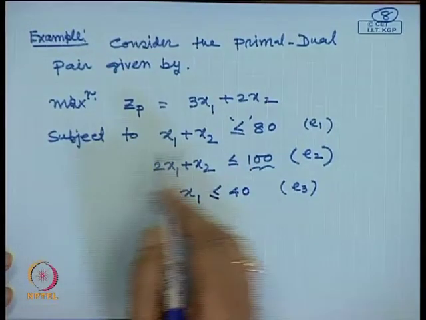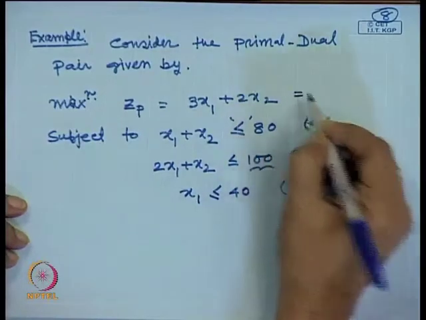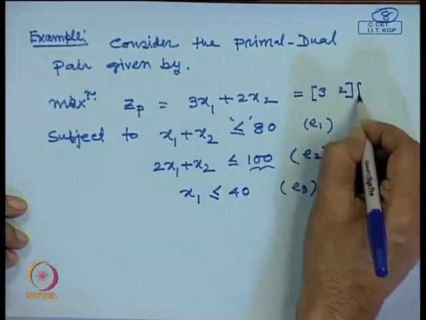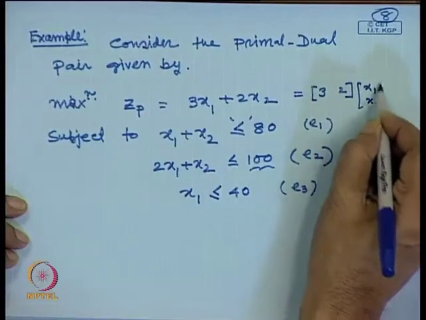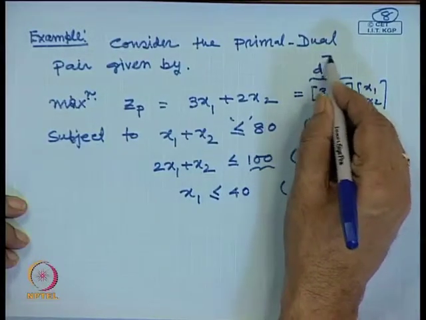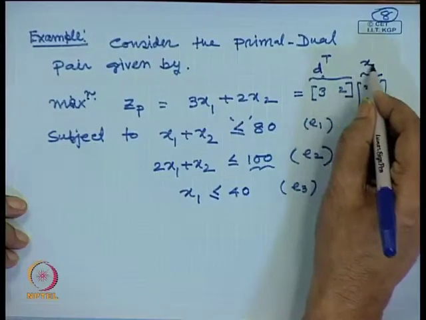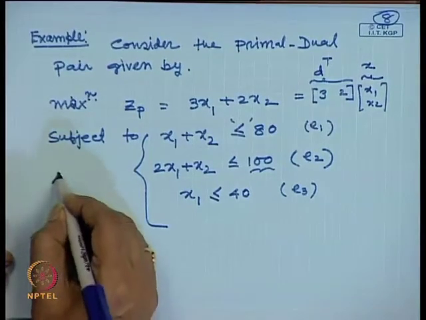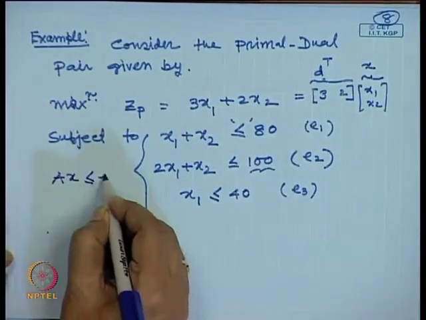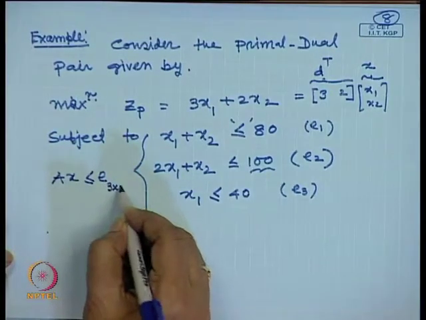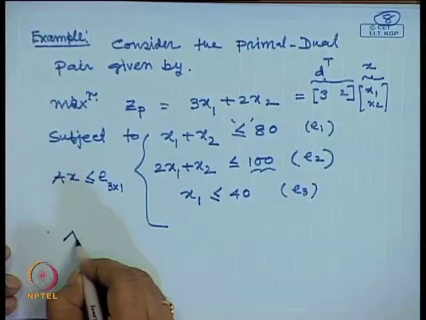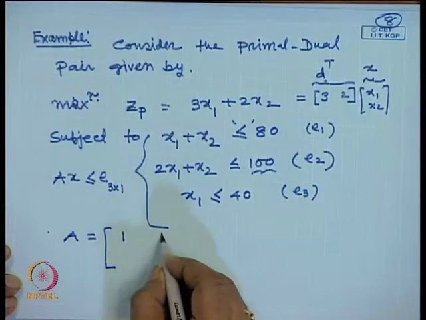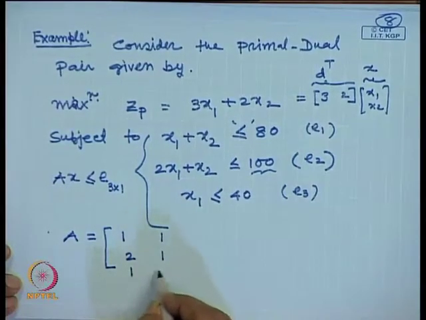If we write this in terms of our notation, D transpose is 3, 2, and I can write x1, x2 as our x. This set of equations I can write in matrix form as A x less than or equal to a vector E whose dimension is 3 cross 1. Now we identify our A. In our case, from these 3 equations, one can write A as 1, 1, 2, 1, 1, 0. This is our A.